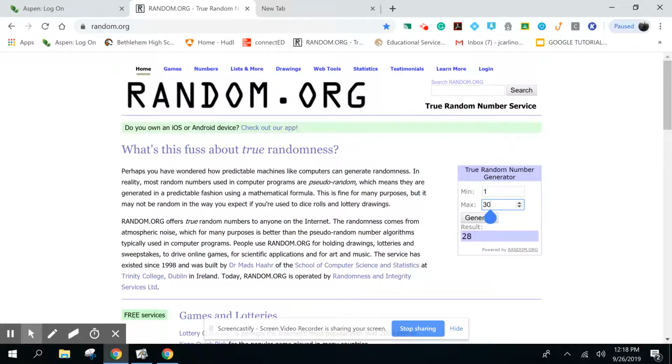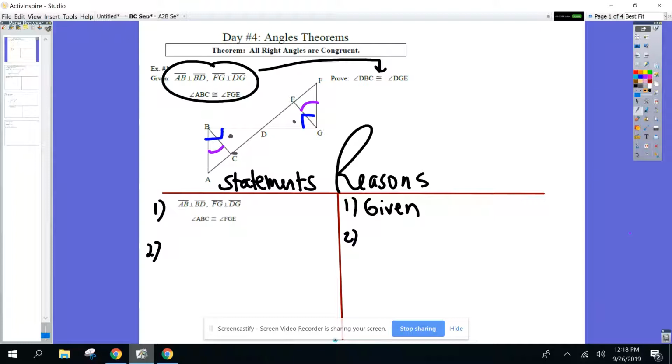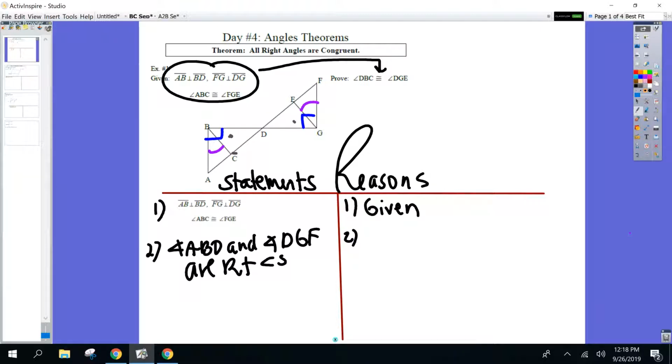Don't even say a word. What are the right angles? So angle ABD and angle DGF are right angles. You got to tell me they exist before you tell me they're congruent. And we did this on day 1. We wrote this a couple times on day 1, that we had right angles from a diagram.